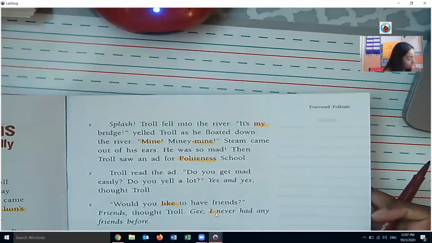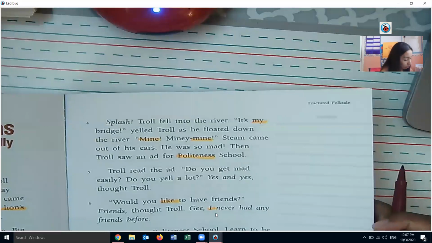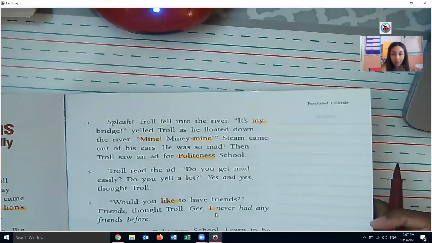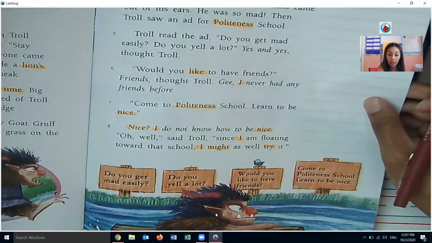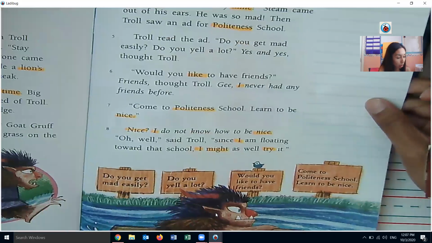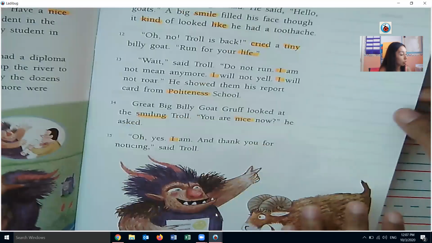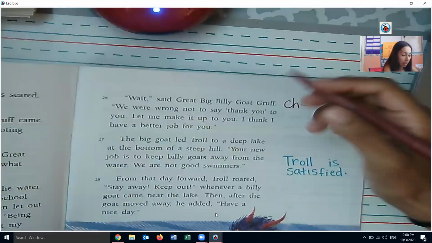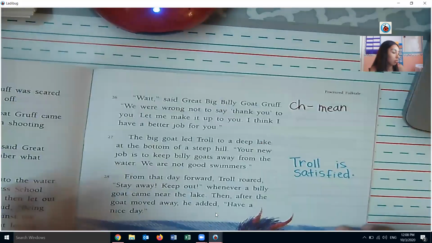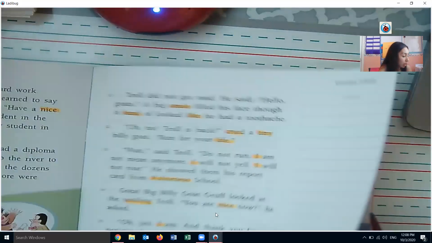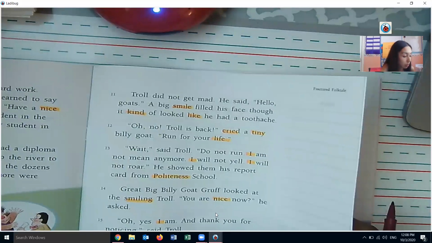As he's going down the water from that time that he got kicked off the bridge from Big Billy Goat Gruff, he's floating down the river and sees the signs and decides to be nice. So maybe a challenge is that he's kind of mean by nature. He said, it's kind of my troll in me. I just am that way. He goes to polite school and he's nice, so that's a good thing. He thinks he solved his problem.